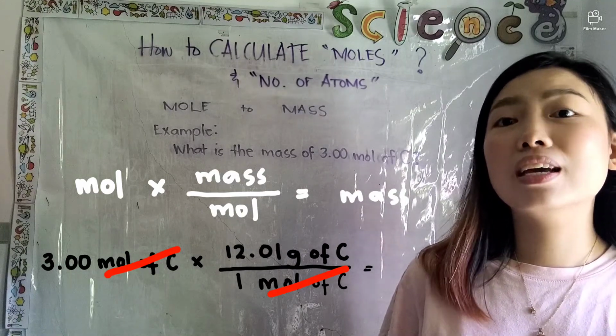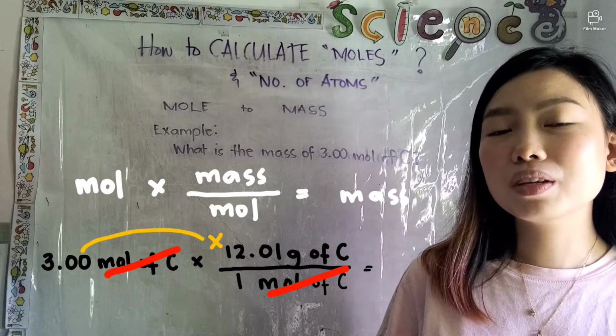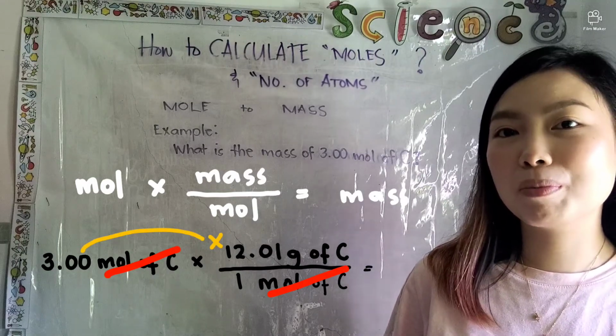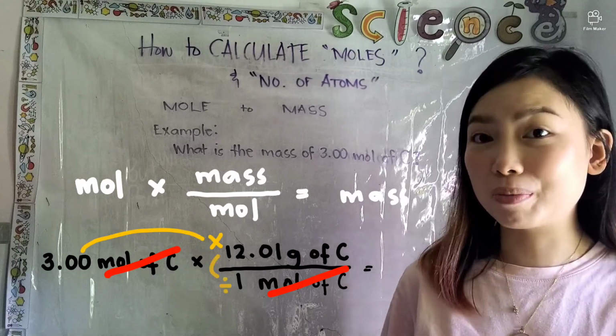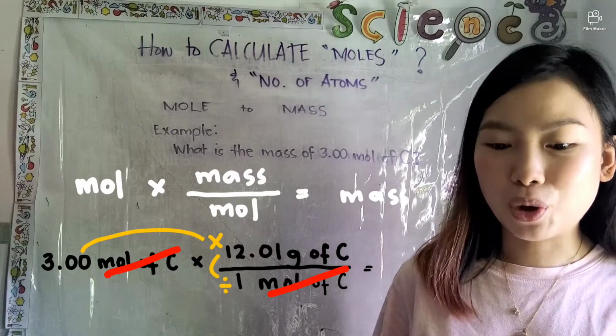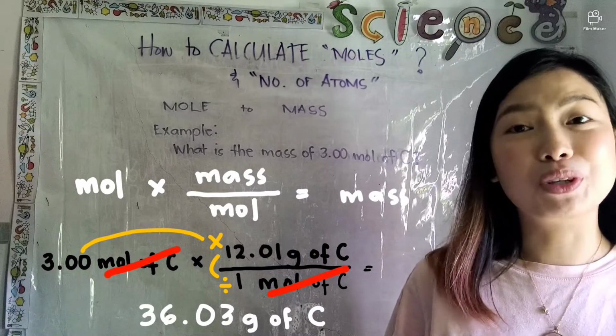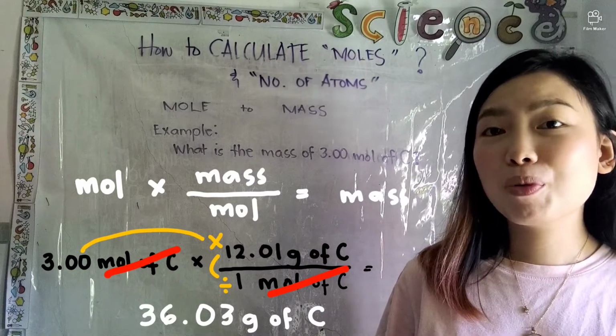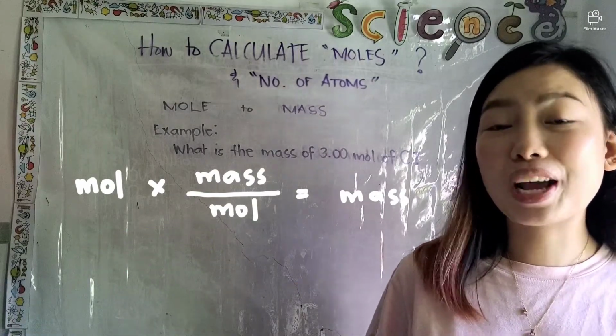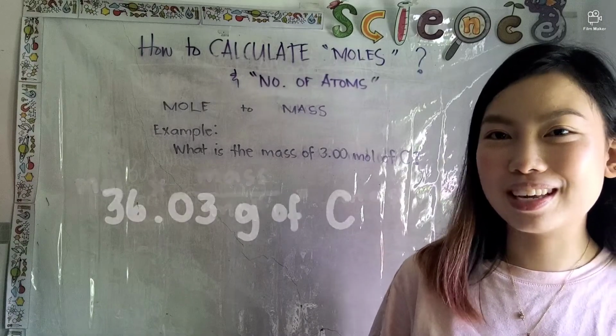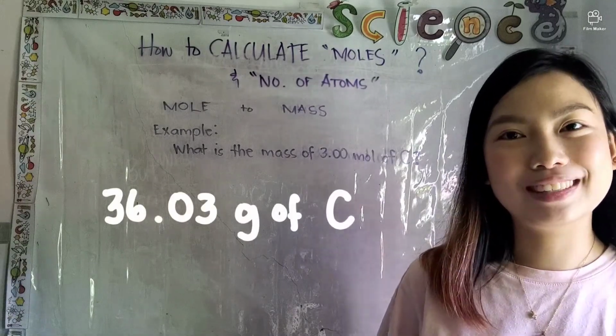So, multiply 3.00 by 12.01 grams will give you an answer of 36.03 grams of carbon. So, meaning to say, sa 3.00 mole of carbon, there are 36.03 grams of carbon.